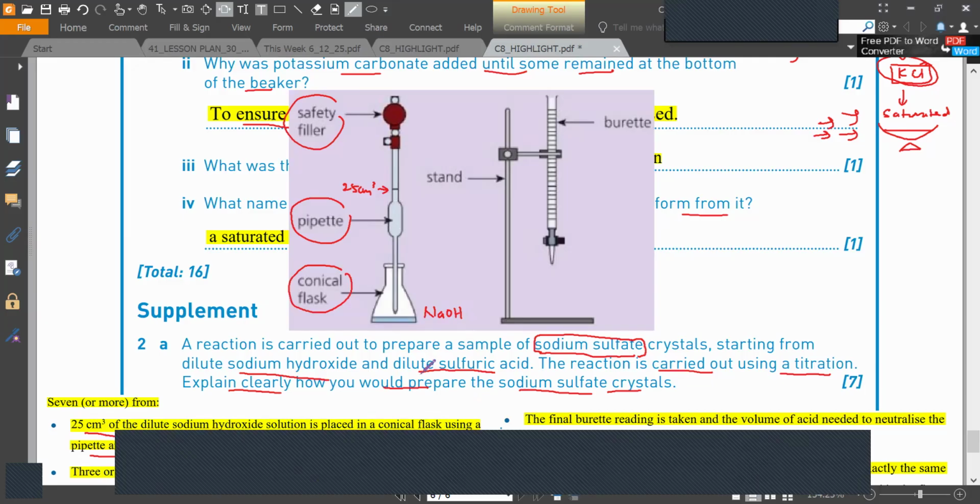And then the acid, sulfuric acid, will be here. Normally we put the alkali in the conical flask. We don't put the alkali in the burette, because the alkali can react with the glass and the burette can get stuck. So normally we don't put the sodium hydroxide in the burette.